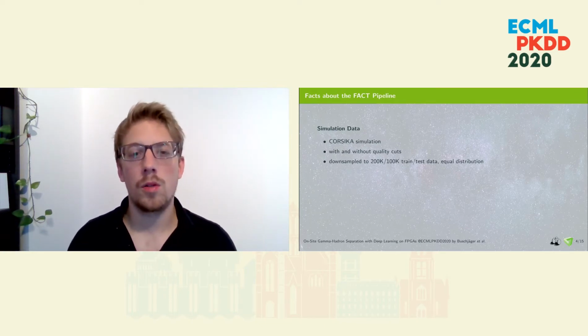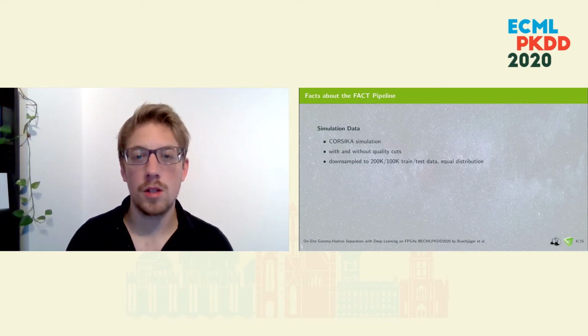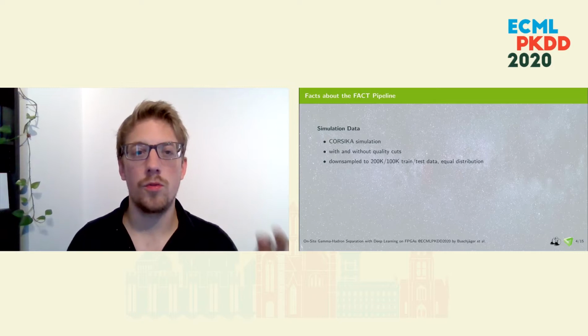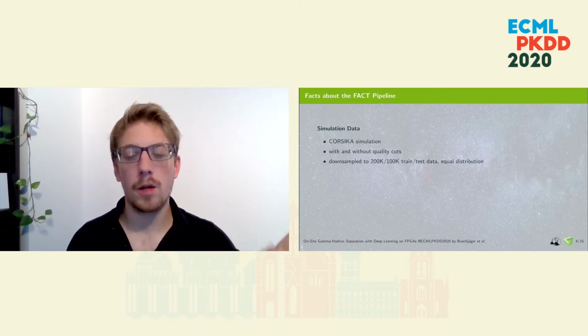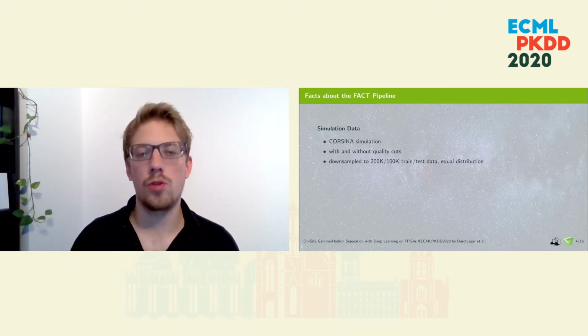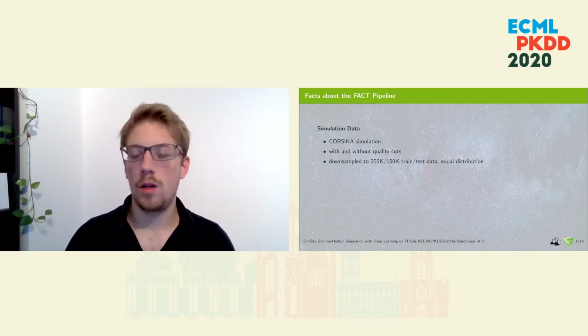In total, we have 200,000 training data points, 100,000 test data points. And for these experiments, we used an equal distribution, so 50% background, 50% due to something interesting. And this just helps the general machine learning approach in the end.